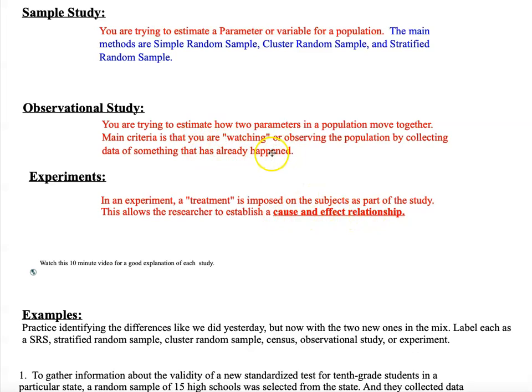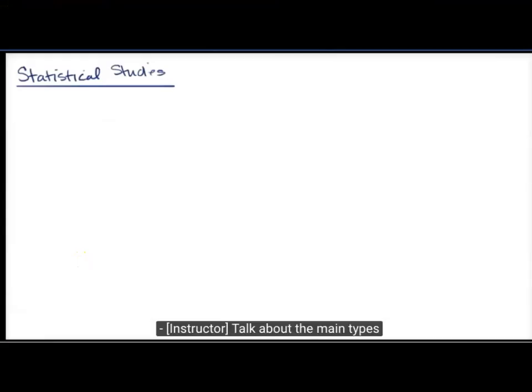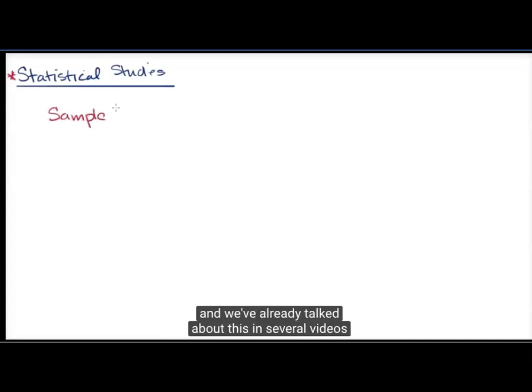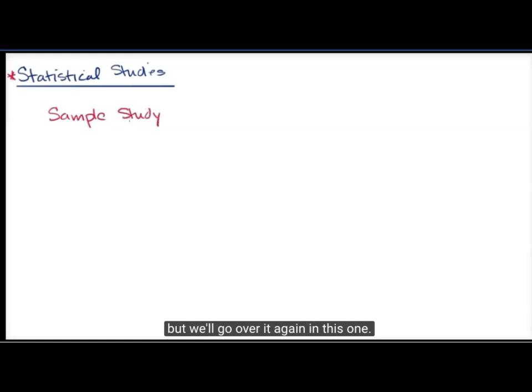And so there's some terminology out there that we're going to watch a little video here. It's called causation and correlation. And a lot of times people mix them up when they hear those two as far as what do they mean. Okay, so we're going to watch this little video quick. Talk about the main types of statistical studies. So you could have a sample study, and we've already talked about this in several videos, but we'll go over it again in this one.